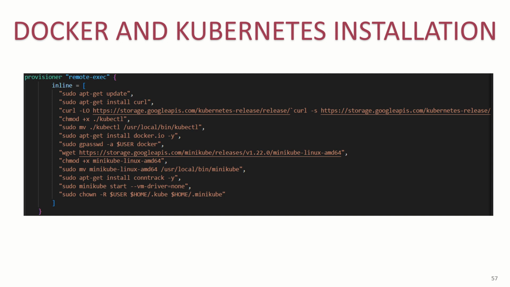Why do we need the curl command? Because in order to download anything, we can either use wget or we can use curl. Curl by default doesn't come in all the newly created VMs. So that's why we are installing it first.